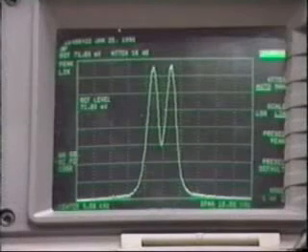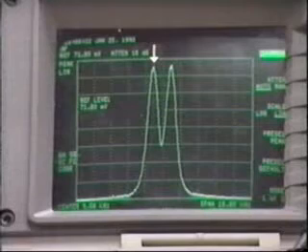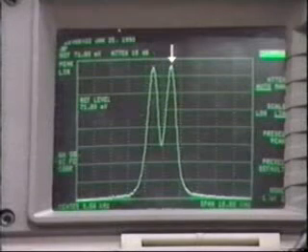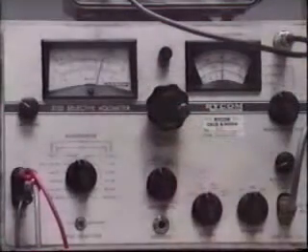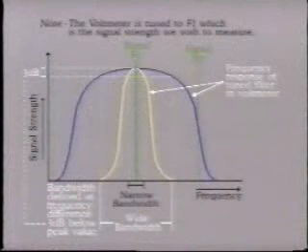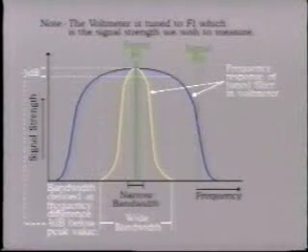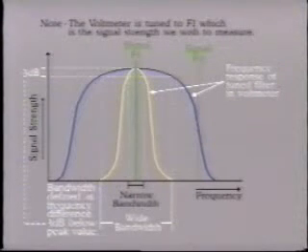In this example, we have two signals, one at 9 kilohertz and the other at 10 kilohertz. This is the reading of the 9 kilohertz signal when a narrow bandwidth is selected. When we increase the bandwidth, the measured signal strength increases considerably due to influence from the second frequency. The bandwidth must be chosen so as to prevent energy from adjacent signals causing a measuring error.